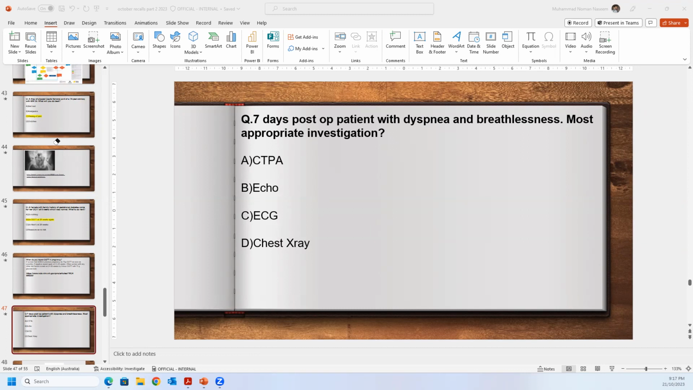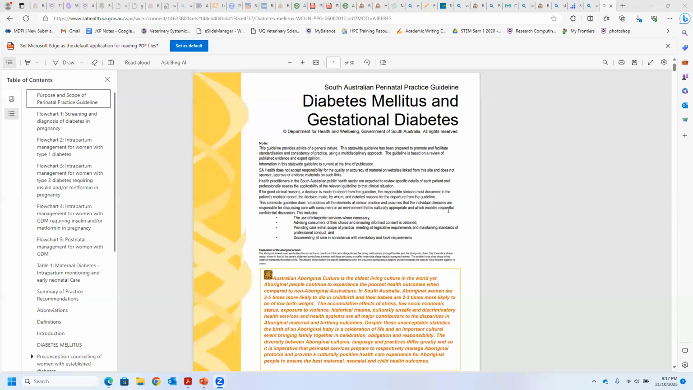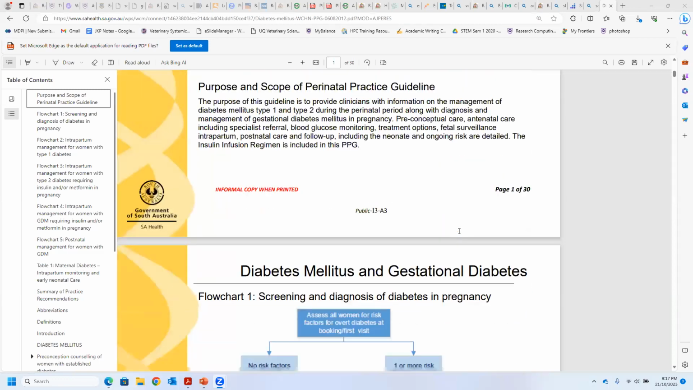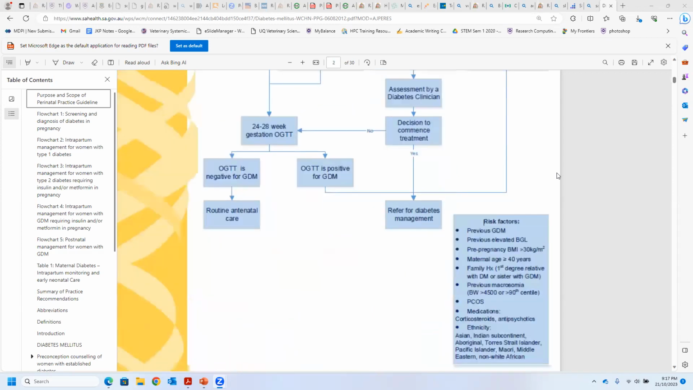Yes, if there is a family history of diabetes, even not GDM, we do screen them earlier. I'll show you guys the SA Health site. If you look over here, this is SA Health. It comes with guidelines like this. So whatever you need to study about, it can be there.